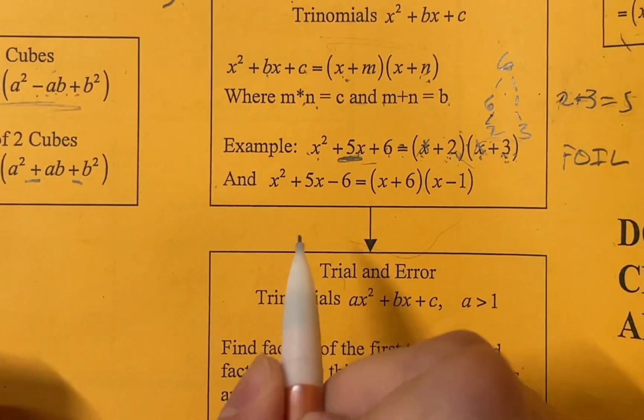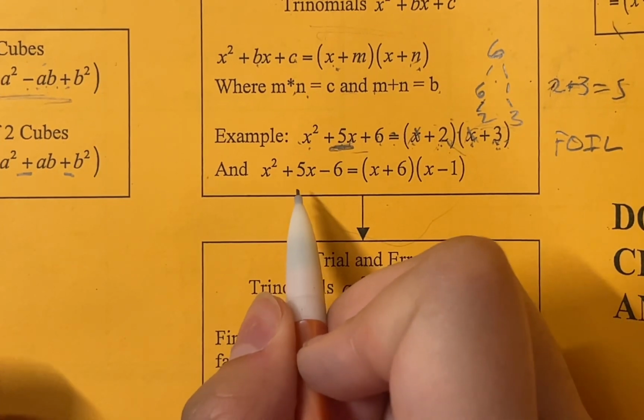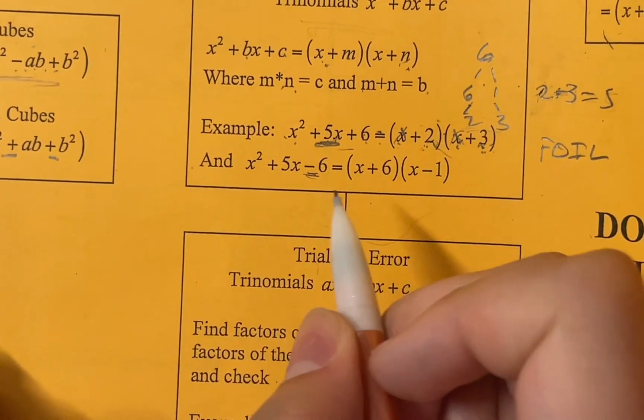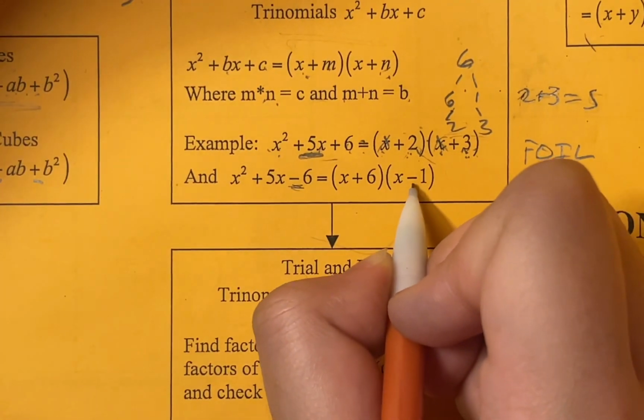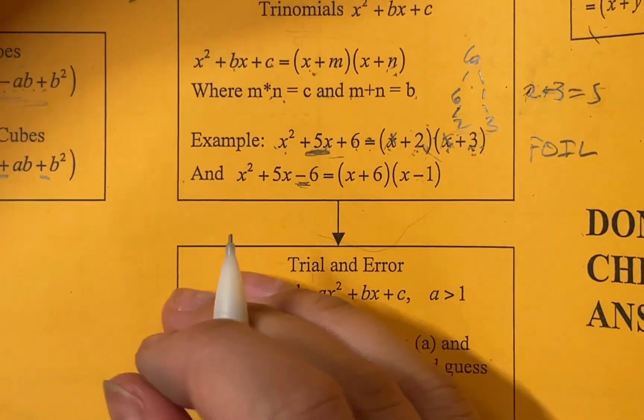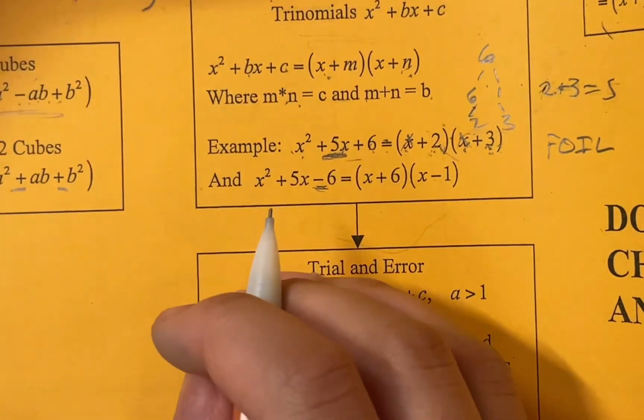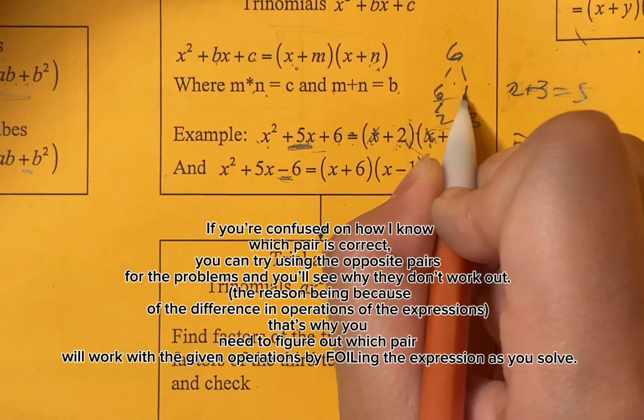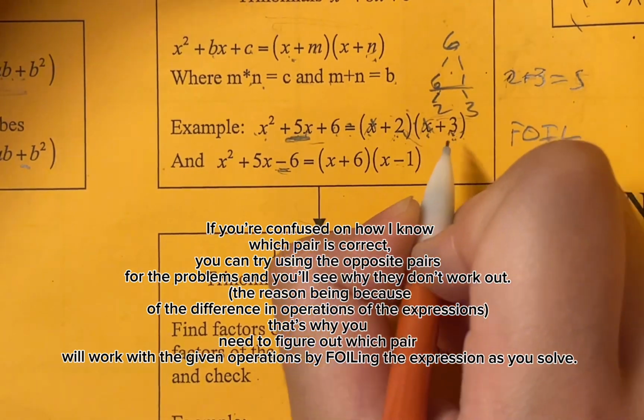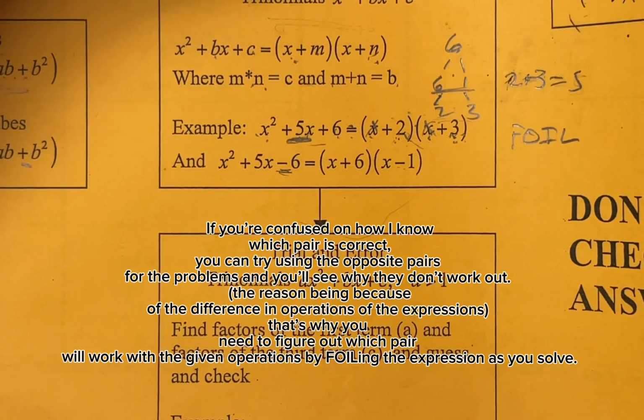Again, down here, x squared plus 5x minus 6, we have a subtraction now. You would know that one of them needs to be subtracting, so you have to figure out which one. So that's when you're going to use this first pair, 6 and 1, because there's going to be subtraction happening.